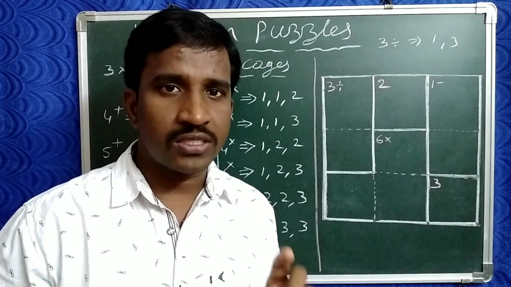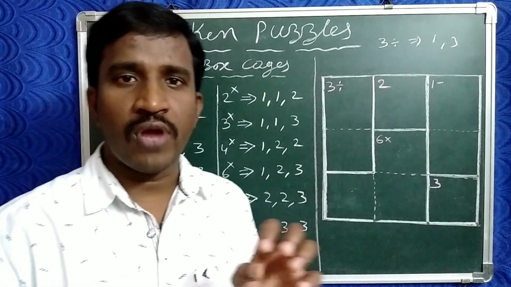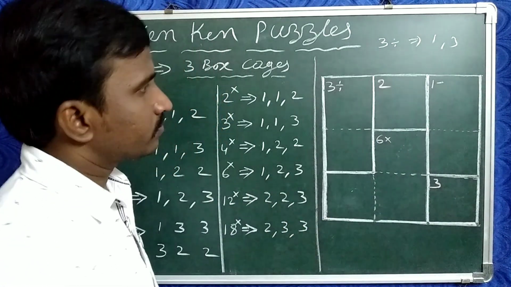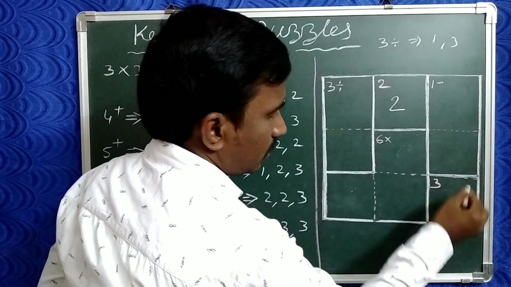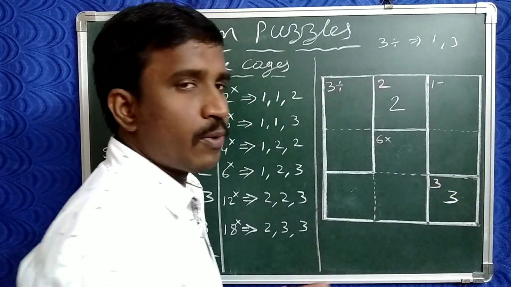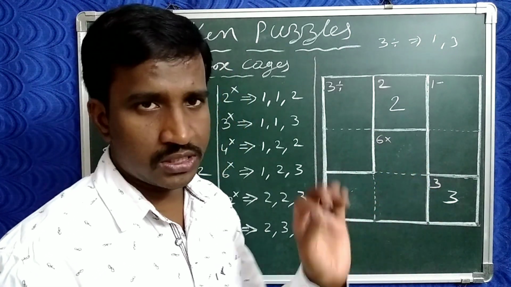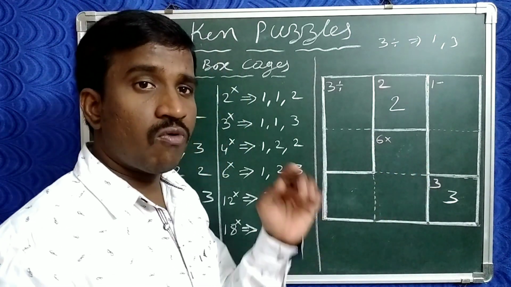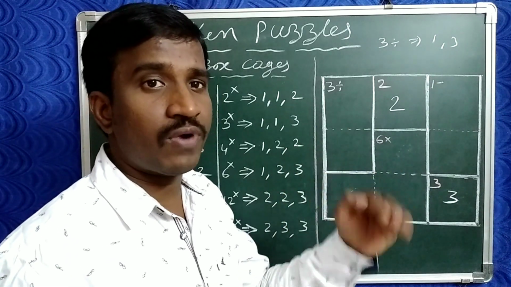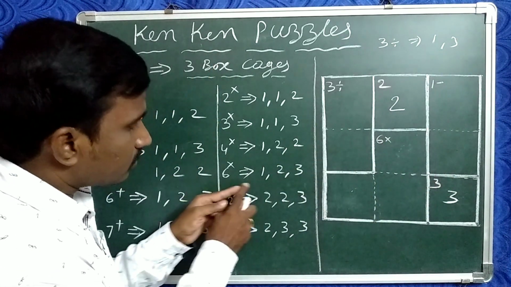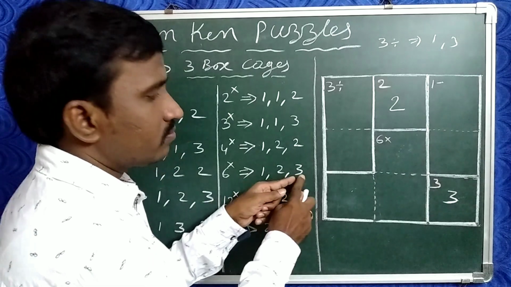Here 2 freebie boxes are there. That's why first of all you have to fill the 2 freebie boxes. Here write 2 and write 3. These 2 are freebie boxes, completed. So this cage contains how many boxes? 3 boxes and 6 into. What is the possibility of 6 into for 3 boxes? 6 into means 1, 2, 3.